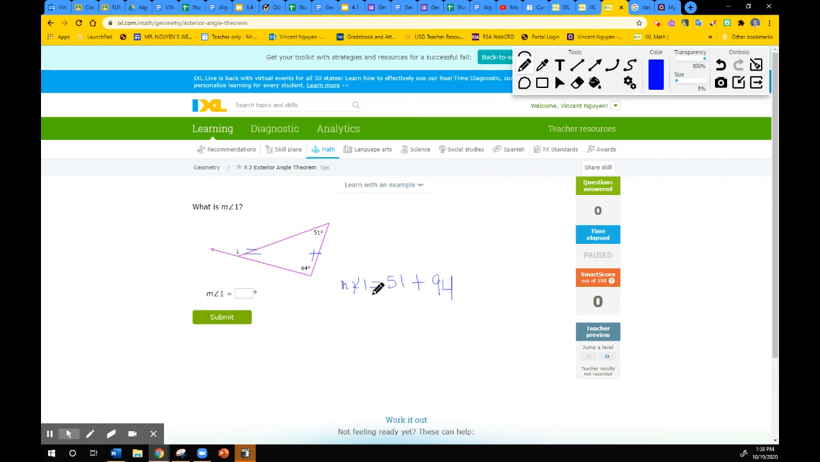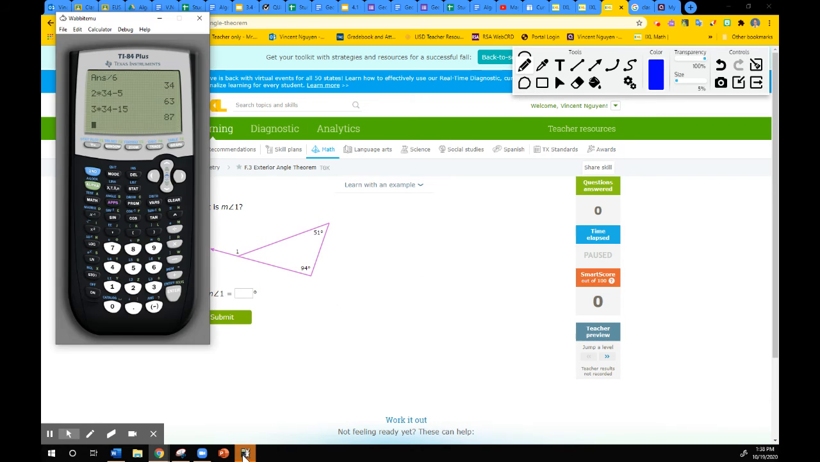Okay, and if you study this lesson, you probably should remember why that is true, right? Because this is supplementary. These two are supplementary, and all of these are supplementary. That's why these two add is the same as that one. Okay. Oops, I just deleted it. Okay, let's just go to my calculator and add those. 51 plus 94. That's my outside angle. 145. Okay.